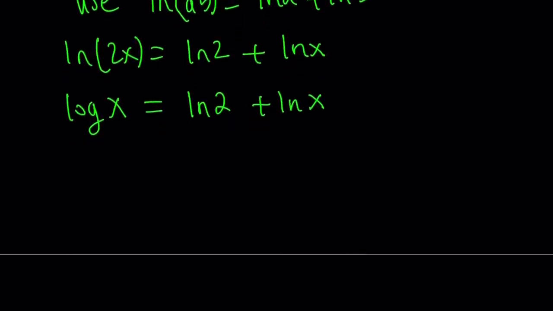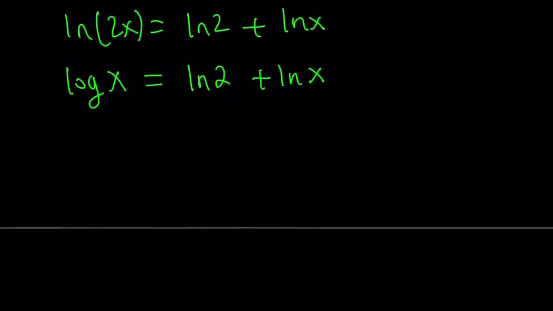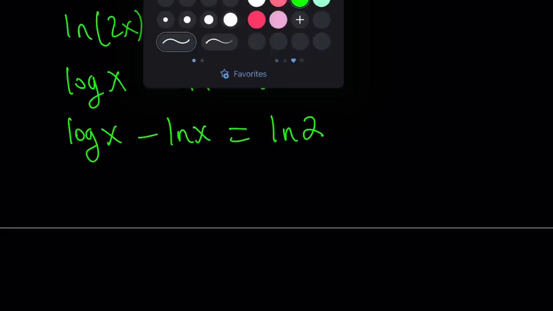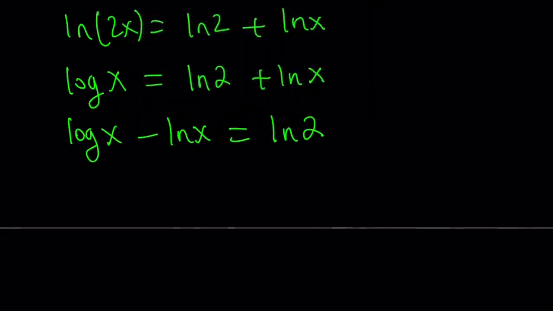I can put the ln x on the left hand side, so I can write it as log x minus ln x equals ln 2. And the purpose here is to bring the logs together and leave the constant on the other side. Can we subtract logs? The answer is yes, but in some cases only.